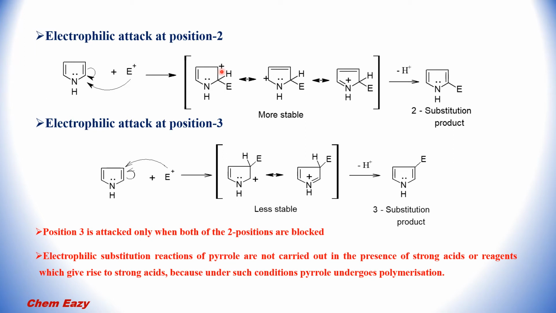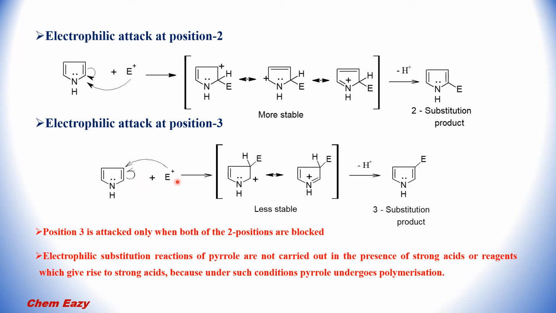You see, this is positive charge on one atom. This is another one, and here on another atom. It means the positive charge is delocalized over 3 atoms, and these are more stable. From this we are getting this second position substituted product.